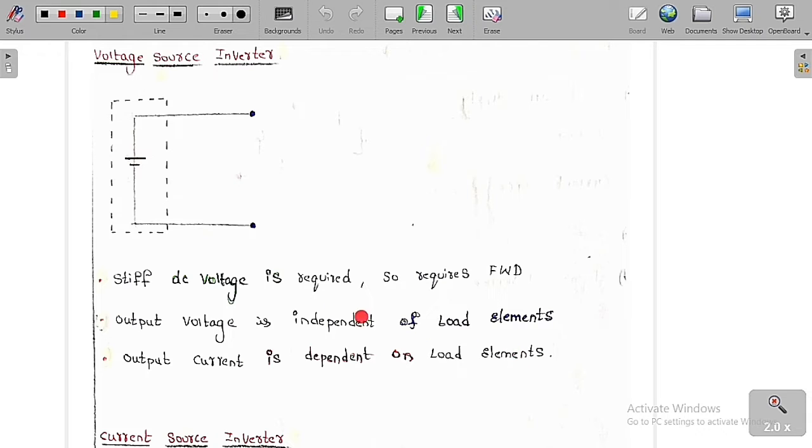This is the circuit diagram of the voltage source inverter. It requires a stiff amount of DC voltage at the input, or we can say a constant DC input voltage is required, and it also requires the freewheeling diodes. As I have already told you, the output voltage is always constant, meaning it is the same voltage for each and every load, irrespective of the load elements. The output voltage is the same at the output of the voltage source inverter, whereas the output current is going to depend upon the load elements.